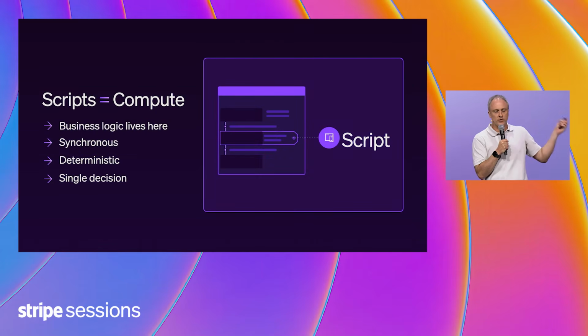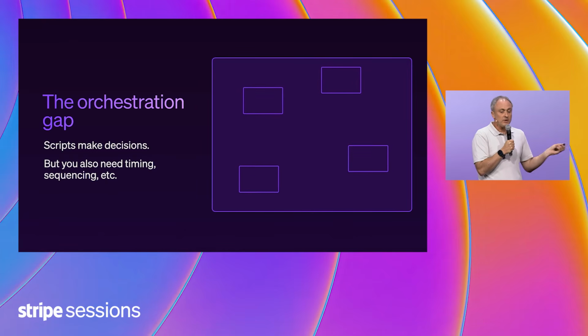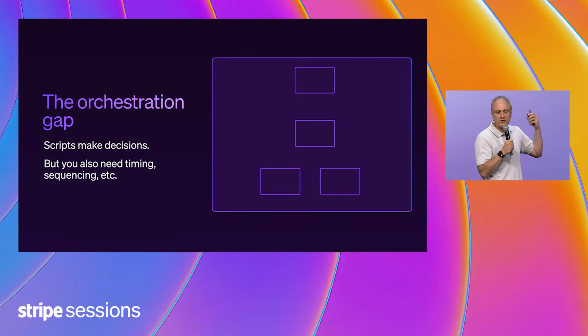Just a note on scripts. So what we just built here was an extension that runs at an extension point as a script. And scripts are one decision, one moment in time. They're synchronous, they're stateless, they're deterministic. And that business logic can now live inside Stripe. But sometimes you'll need to fetch data. You'll need to loop and branch and notify and create a kind of sequence of decisions. And that's not really what scripts do.